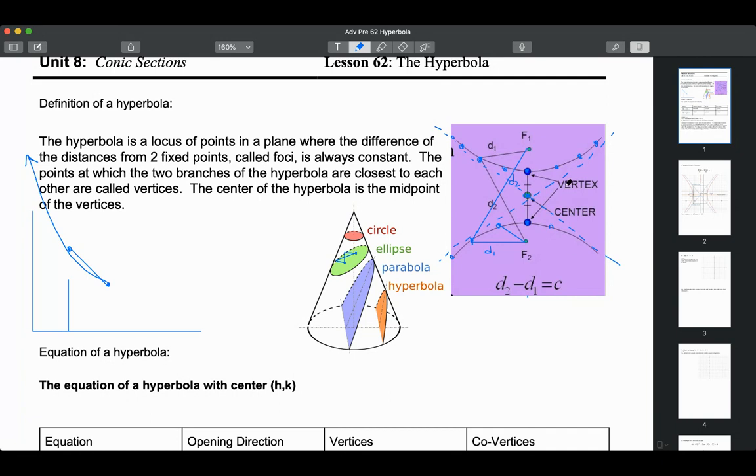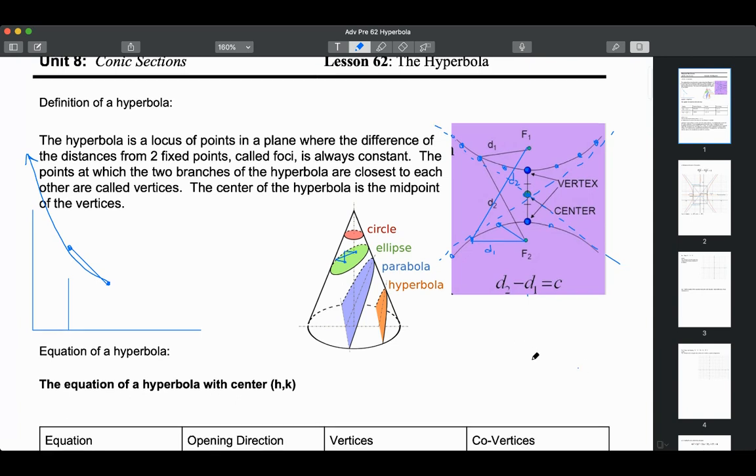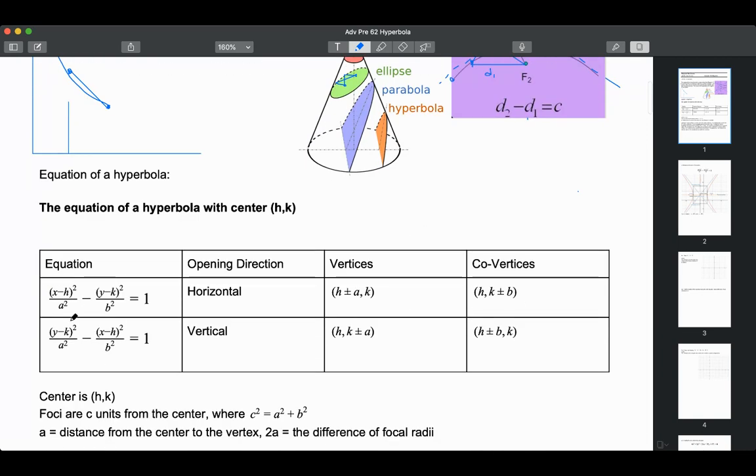Okay, so that's my introduction to what a hyperbola is. Now let's look at the equation. So the equation of a hyperbola, similar to the equation of an ellipse, involves combining my values and looking at ratios, setting them equal to 1. With an ellipse, I add these things, but with the hyperbola, I'm finding the difference.